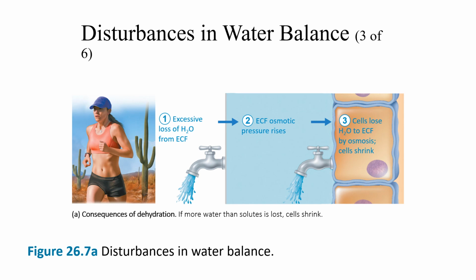And basically what happens is the cells are going to lose water to the extracellular fluid, and that can be given off. And in this picture they're showing someone who's really sweating out in the Sonoran Desert. Why? I don't know.